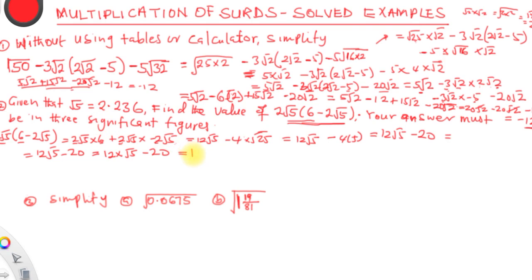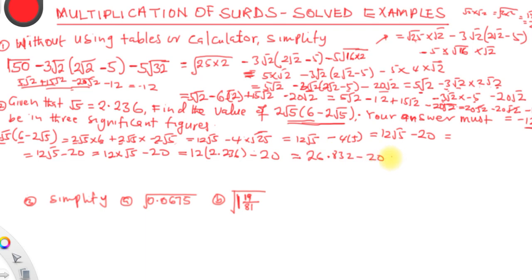So this is equal to 12 times 2.236. Instead of the times sign, I can just write a bracket; they are the same. So I can write it as 12 into bracket 2.236, minus 20. So 12 times this, if you multiply, you get 26.832, minus 20.